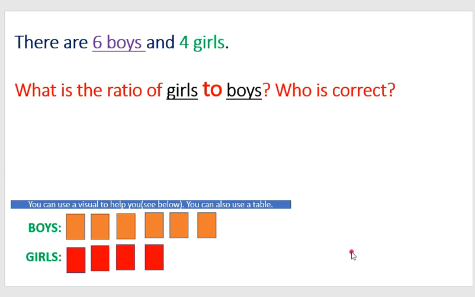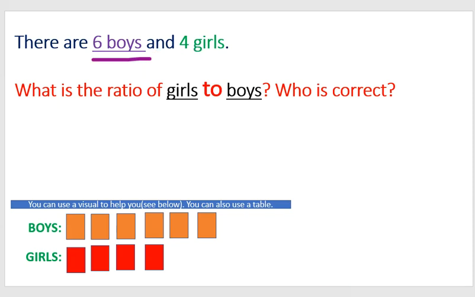So here we're continuing with ratios, part 2. We are talking about, well, here's an example with ratios, and I want to point out that when you're working with ratios, you cannot just switch the order. There are 6 boys and 4 girls. What is the ratio of girls to boys?